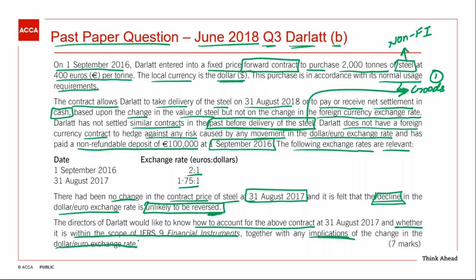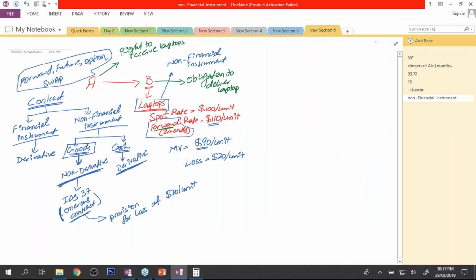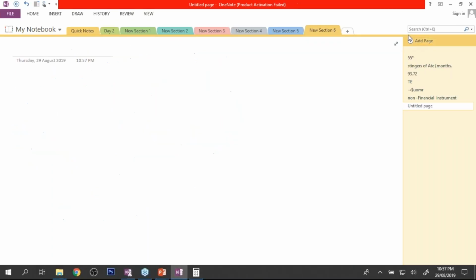The answer is no, because there is nowhere written that our intention is to settle in cash. Rather, it's a normal usage requirement for us, and we have never settled any such contracts in the past. So based on these points, we can say that we are expecting the contract to be settled in goods, and therefore it's a non-financial instrument. And if it's a non-financial instrument, we have to apply IAS 37 to this.